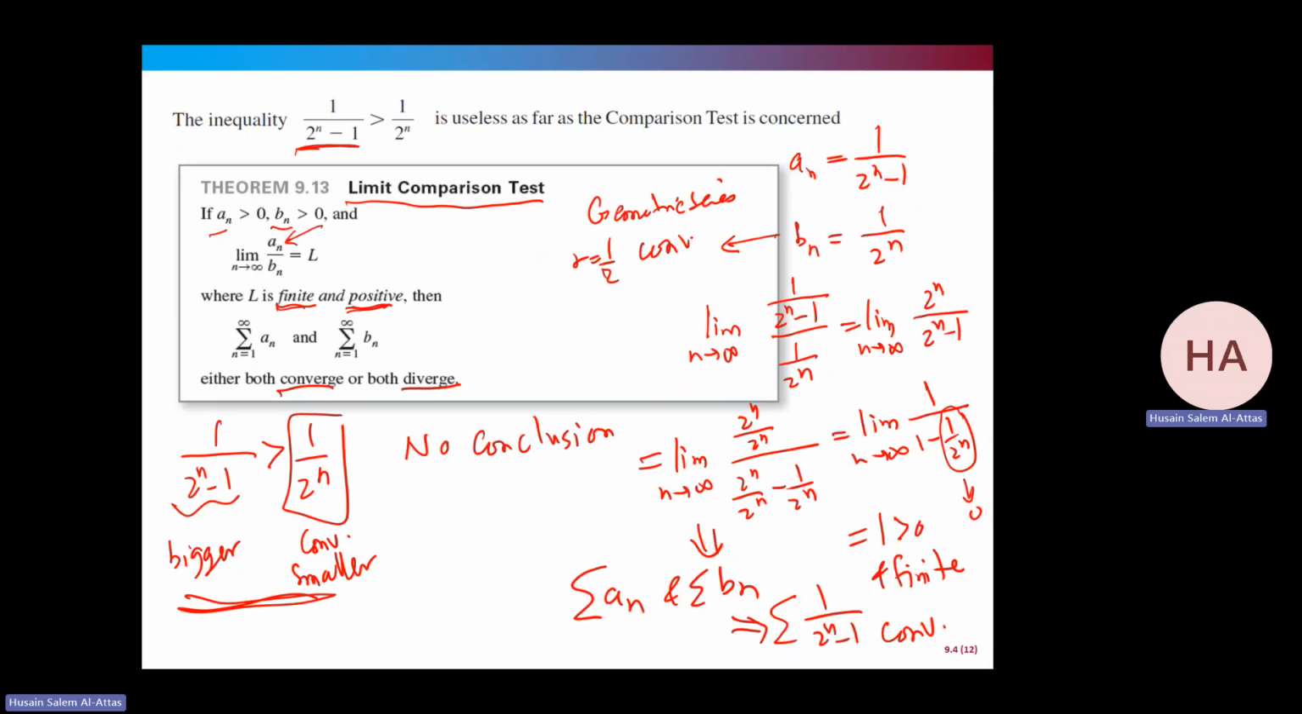If I do the limit, what I'm concerned about is the result of the limit. It should be finite and positive. If that is the case, then these two series either both converge or both diverge. I'm not concerned about smaller and bigger. Okay, this series, what will happen?